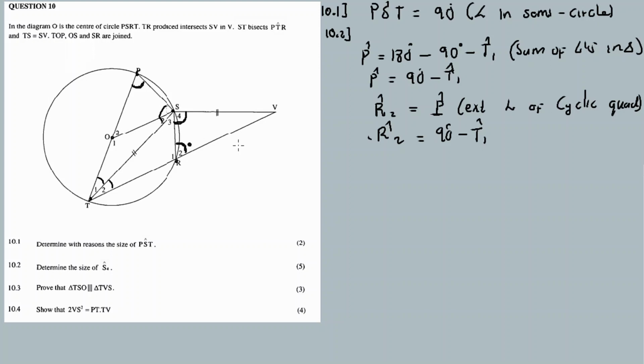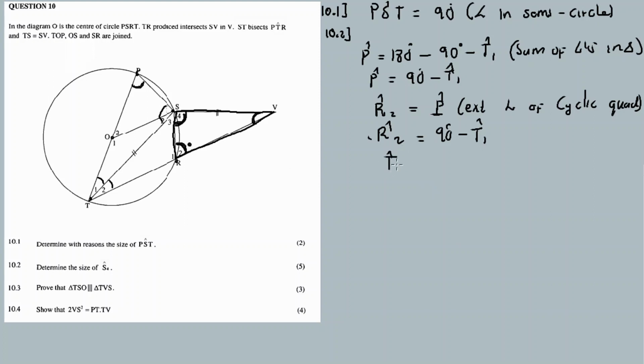What's so important about R2? It's because my aim all along was to use this triangle to find the value of S4. So now that we have R2, let's find angle V.